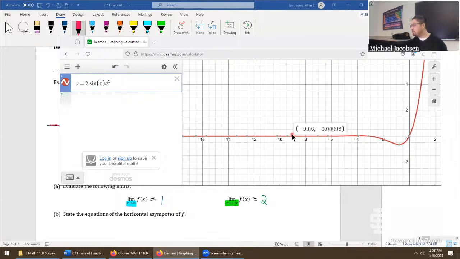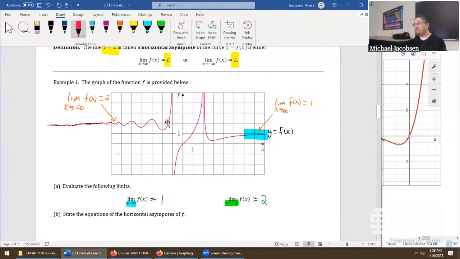It looks like the limit is 0, rather. The further and further you get to the left, the closer and closer it gets to 0. This value really isn't 0, but the numerical precision of Desmos has failed. It's just rounding to 0 at this point. So that's kind of the idea of what's happening here.